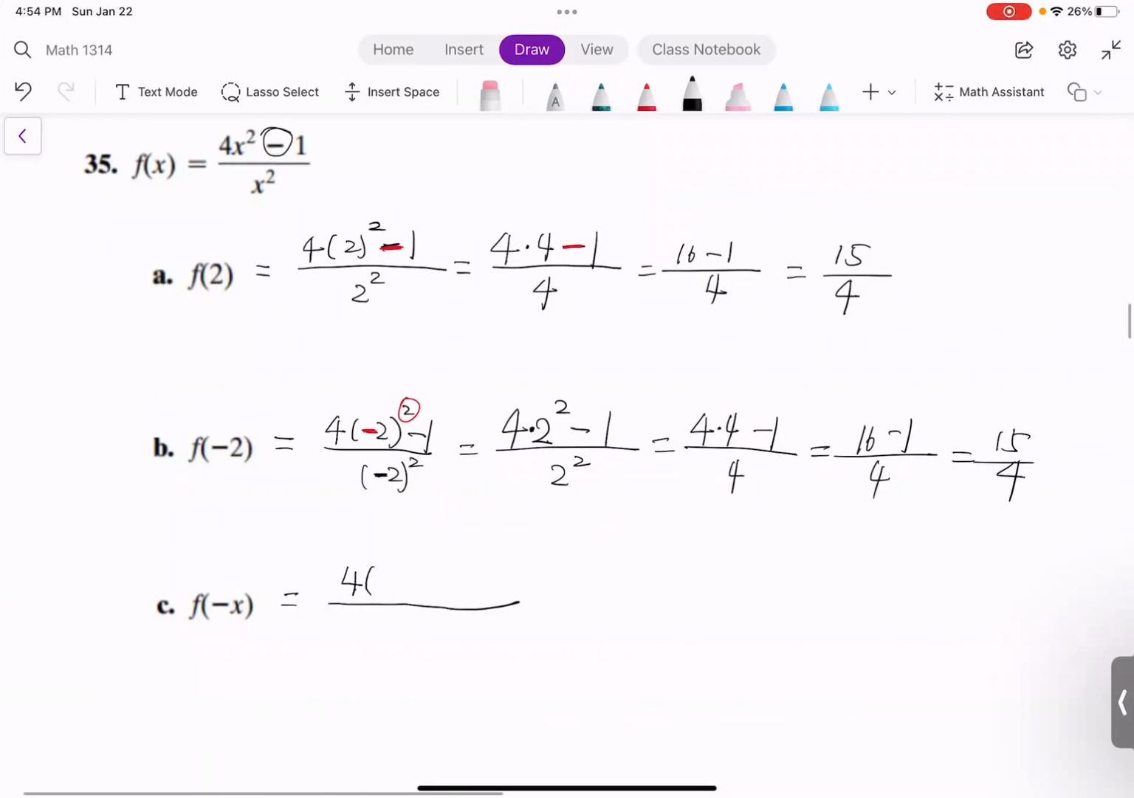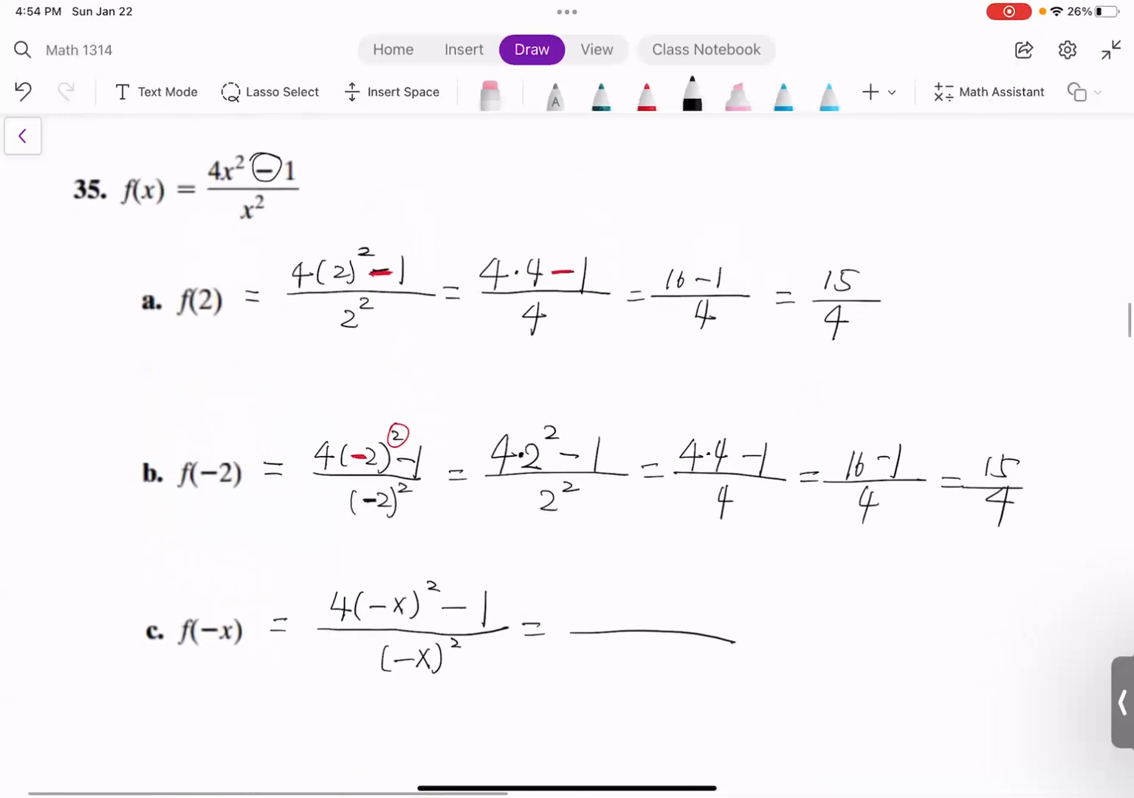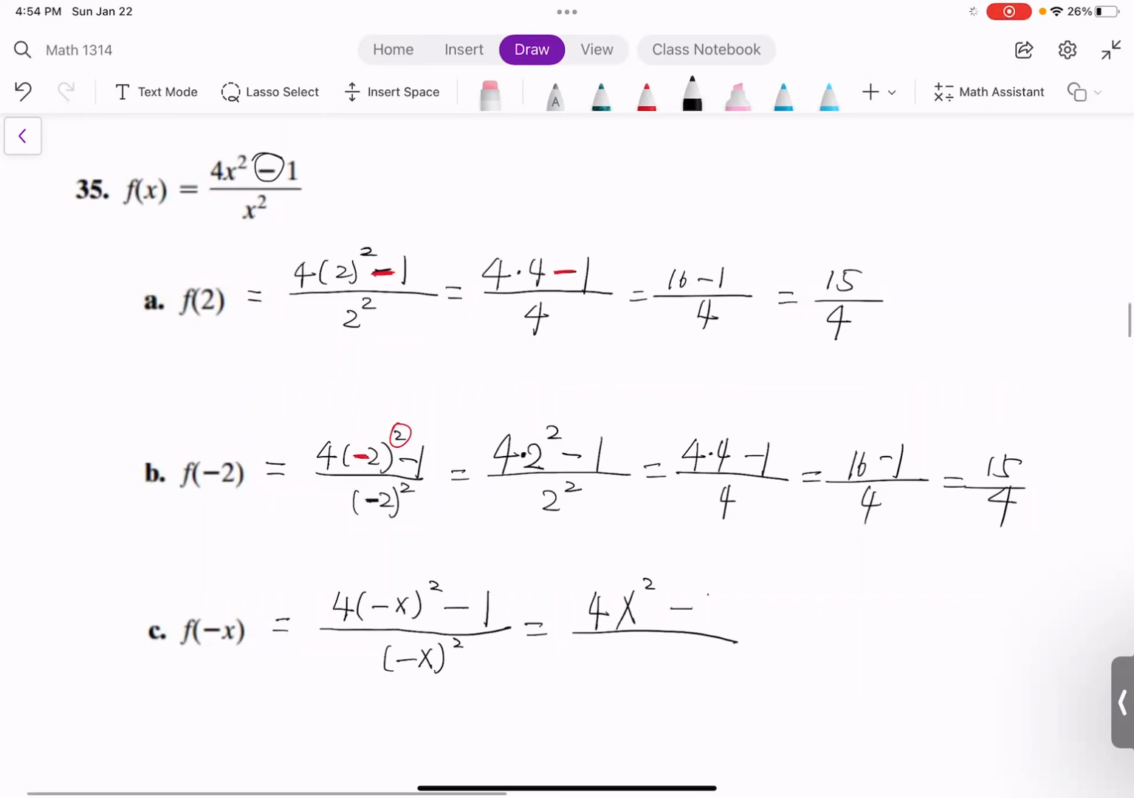Next example, I must be more careful when I bring down the terms. So 4 times negative x squared minus 1, not plus 1, over negative x squared. Let's simplify this. The power is 2 for the negative base, so we have a positive solution. 4 times positive x squared minus 1. And negative x squared at the bottom is x squared. So did you see something very interesting? This solution and the original function, they are the same.